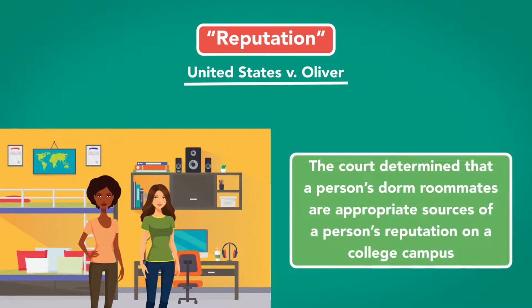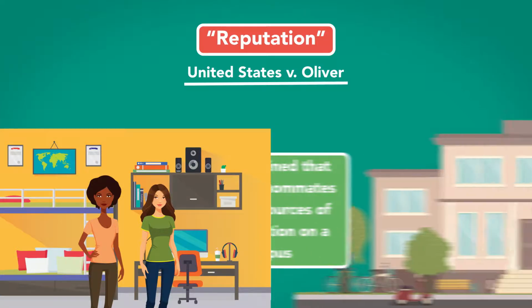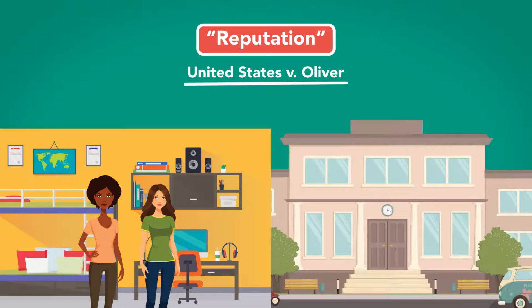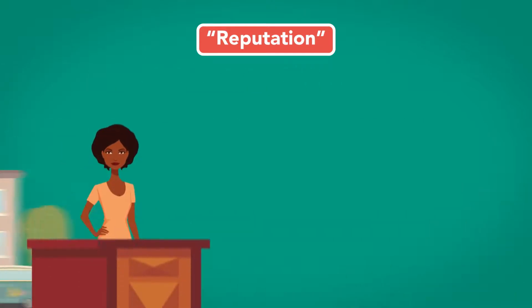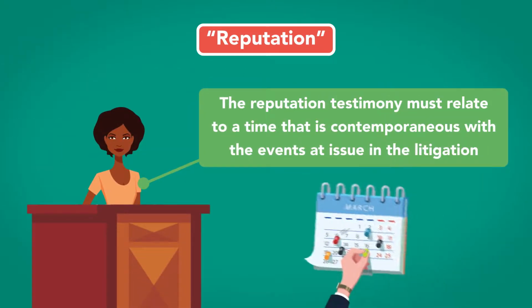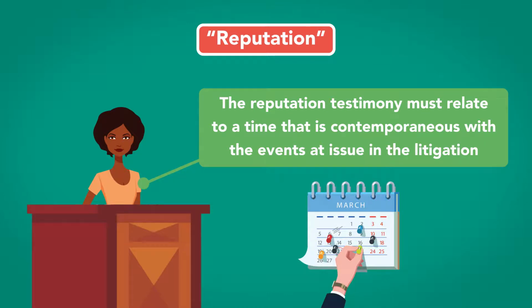Oliver, the court determined that a person's dorm roommates are appropriate sources of a person's reputation on a college campus. The dorm mates were acquainted with the college community because they lived on campus. They also knew of the victim's reputation through these interactions. Second, the reputation testimony must relate to a time that is contemporaneous with the events at issue in the litigation.